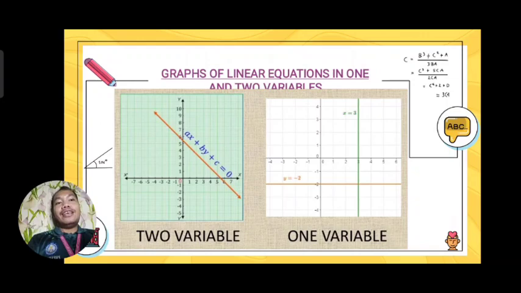So you can determine right away if it is one variable, because their graphs are very different. As you can see, in one variable, the graph of y is horizontal, and the graph of x is vertical. While on the other side, for two variables, there is a connection, or an intersection, between the x and the y, and it will form one line only. So next, let's proceed.